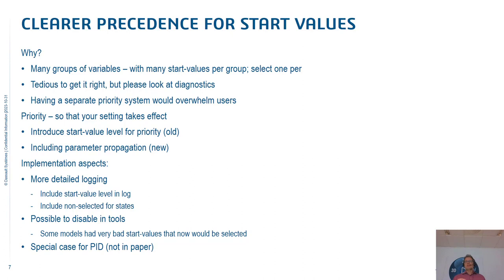And the new setting can be disabled in tools like in Daimler, because there have been some models that had very bad start values, and that with new logic would be selected. And then there's a special case for PID controller in the Modelica standard library, which is not in the paper. I will get back to that later.